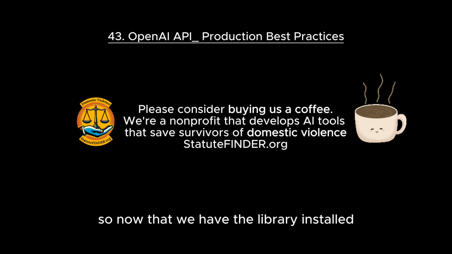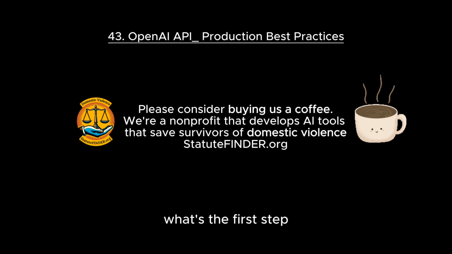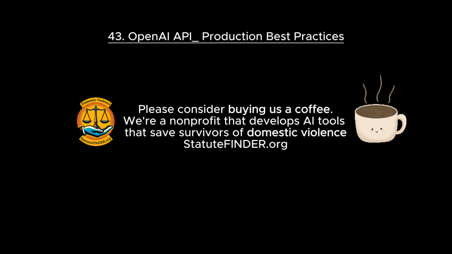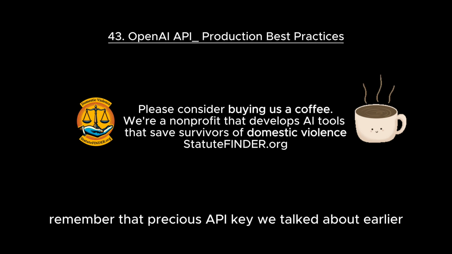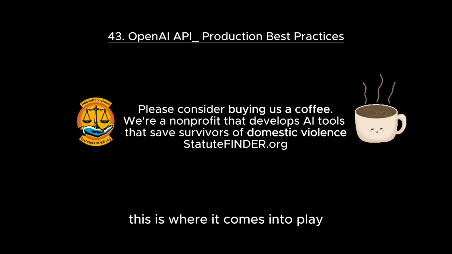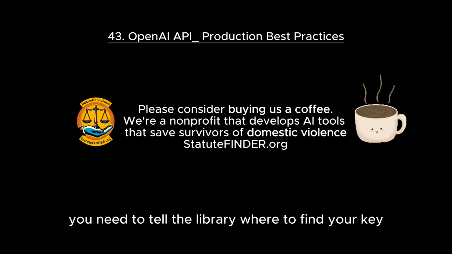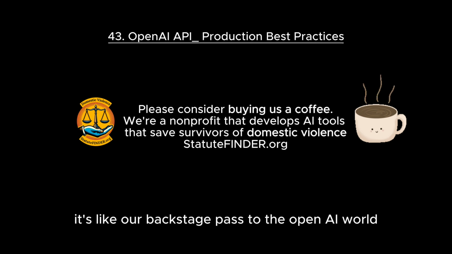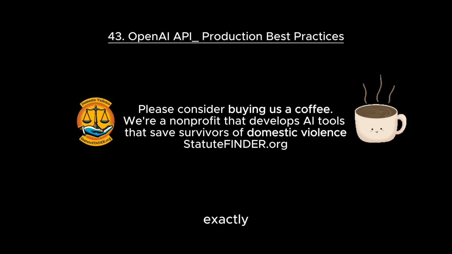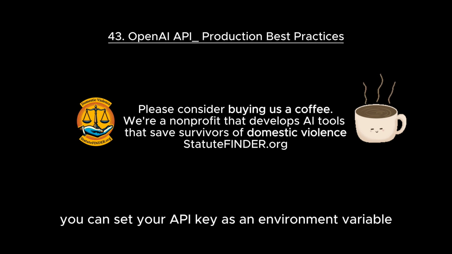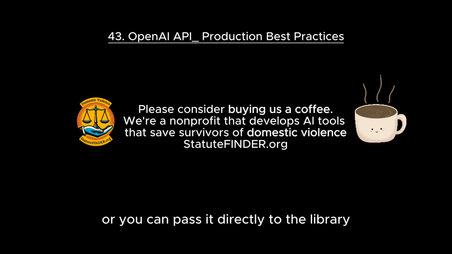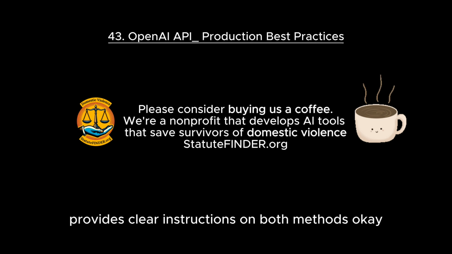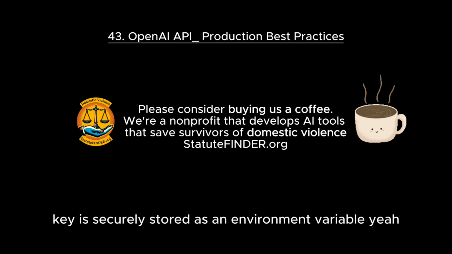That's great to hear. So now that we have the library installed, what's the first step in actually interacting with the OpenAI API? The first step is authentication. Remember that precious API key we talked about earlier? This is where it comes into play. You need to tell the library where to find your key so it can authenticate your requests. Right, the API key, it's like our backstage pass to the OpenAI world. Exactly. You can set your API key as an environment variable, or you can pass it directly to the library when you initialize it. The documentation provides clear instructions on both methods. Okay, I'm going to make sure my API key is securely stored as an environment variable.